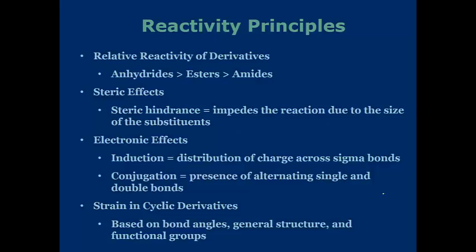In addition to that, there are steric effects. Steric hindrance, as you have recalled from previous lectures, impedes the reaction due to the size of the substituents. Electronic effects are based on induction and conjugation. Induction is the distribution of charge across sigma bonds, and conjugation is the presence of alternating single and double bonds. Based on the presence of these two, you're going to see differences in reactivity. And lastly, the strain in cyclic derivatives, which is based on bond angles, structure, and functional groups. This strain is also going to dictate its reactivity. If the strain is too severe, you'll likely see the ring breaking.